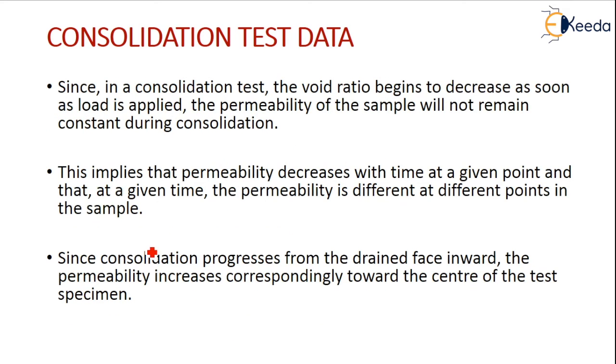Since in a consolidation test, the void ratio begins to decrease as the load we are applying, the permeability of the sample will also not remain constant during the consolidation. This implies that permeability will decrease with time at a given point, and that at a given point the permeability is different for the different sample at the different points. Hence, consolidation progresses from the drained phase inward, and the permeability will increase correspondingly towards the center of the test specimen.